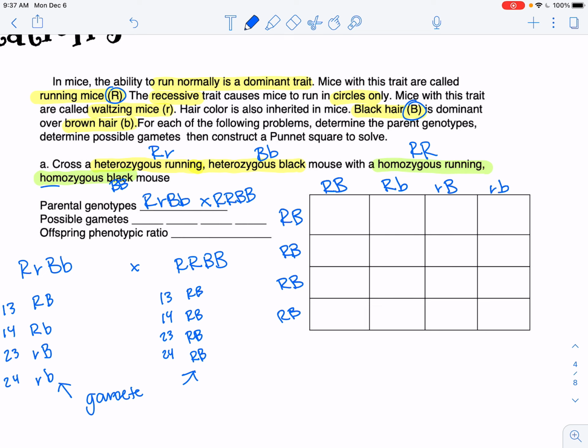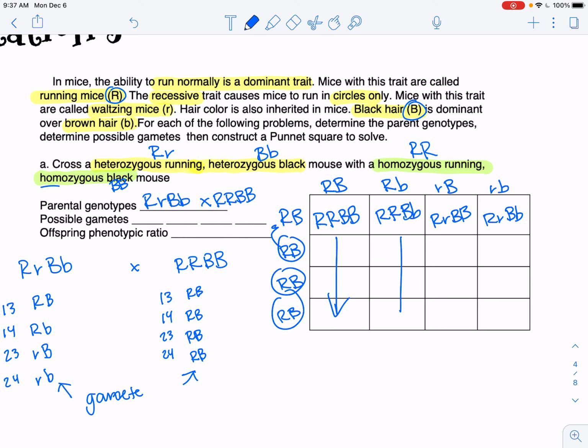Okay, so then I'm going to fill out my Punnett square as I normally would. And if you can see, since this is the same as this, these are all going to be the same. So you only have to fill out that first row because they're all going to be exactly the same. If you don't believe me, you are welcome to go through and solve it. But I promise you, because all of these combinations are the same, every row is going to be the same.